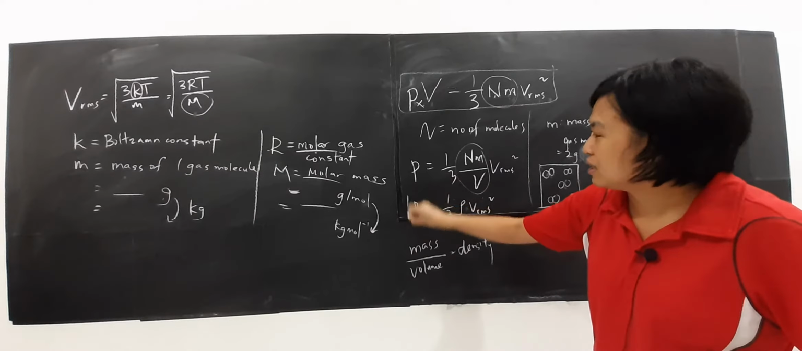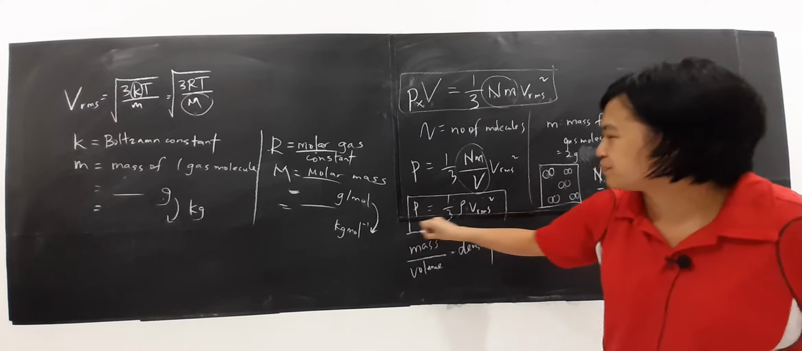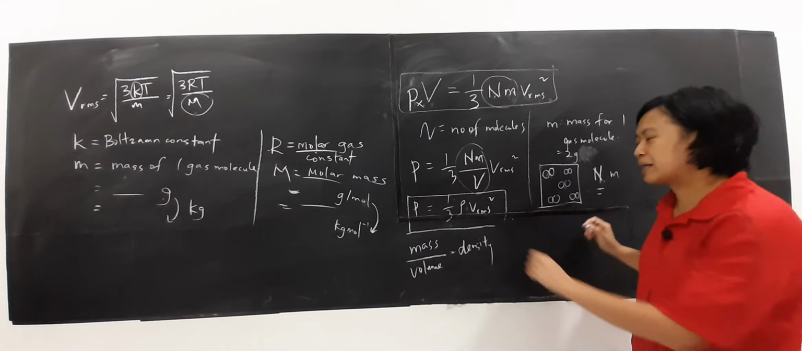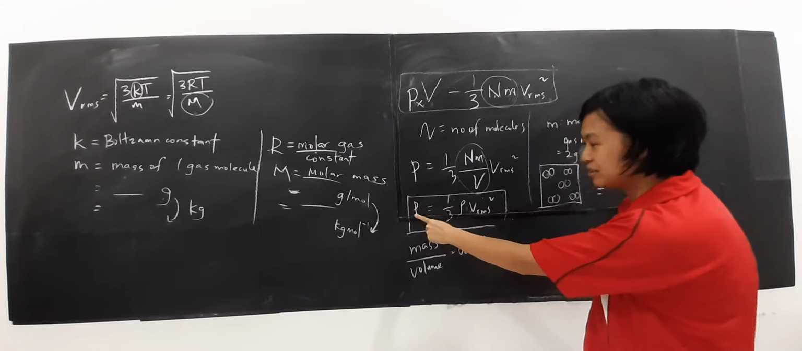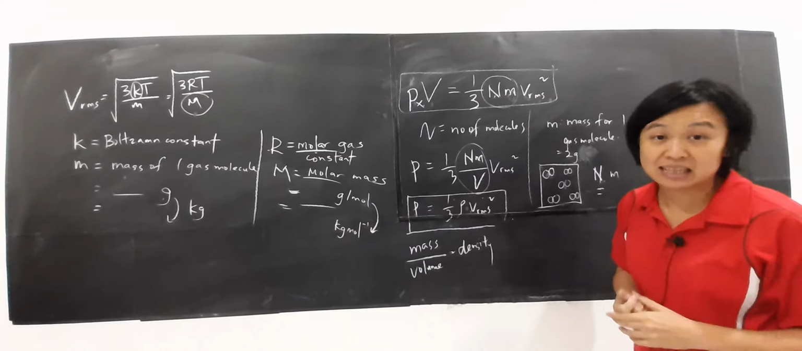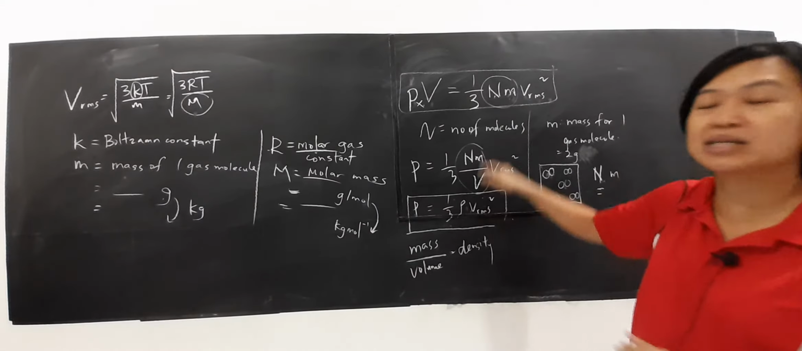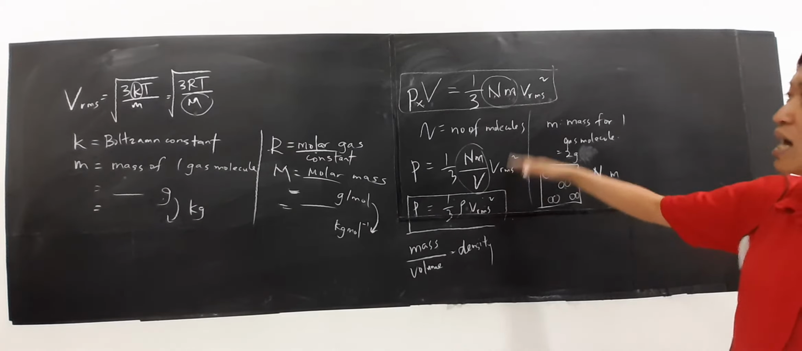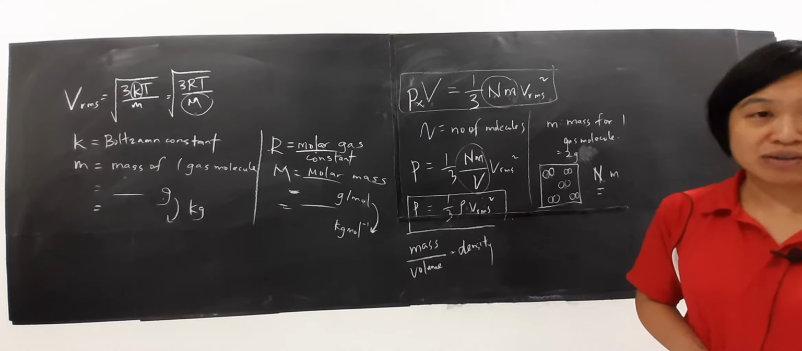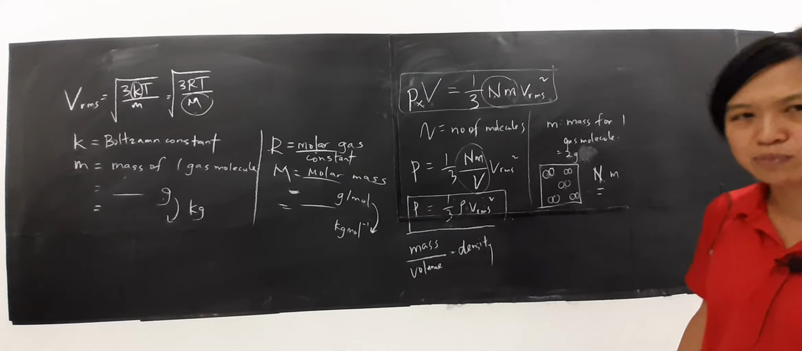Jadi formula ini, okay, can relate root mean square speed and pressure and density. Okay, so no worry, these two equations will be given in the exam also. Jadi you cari dekat mana list of the formula given in PSPM.